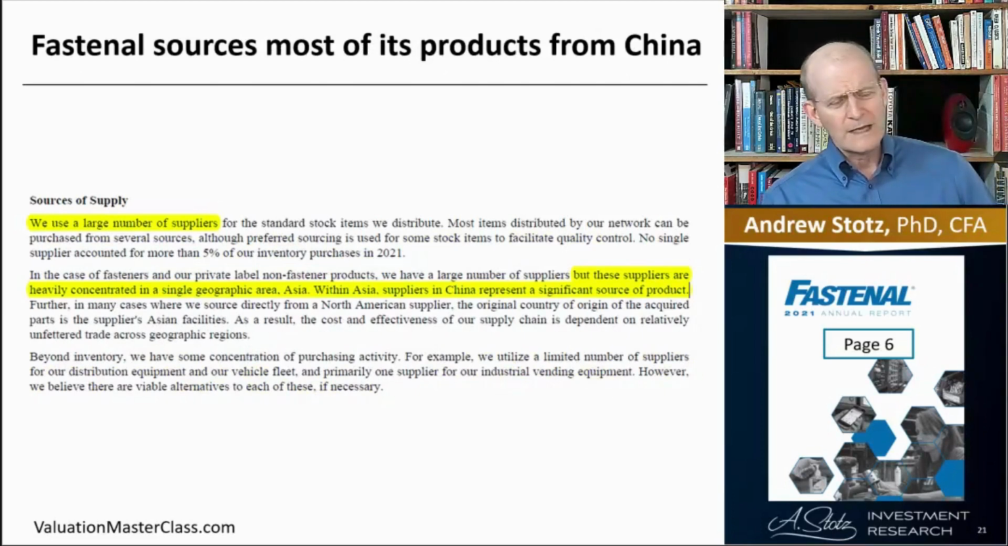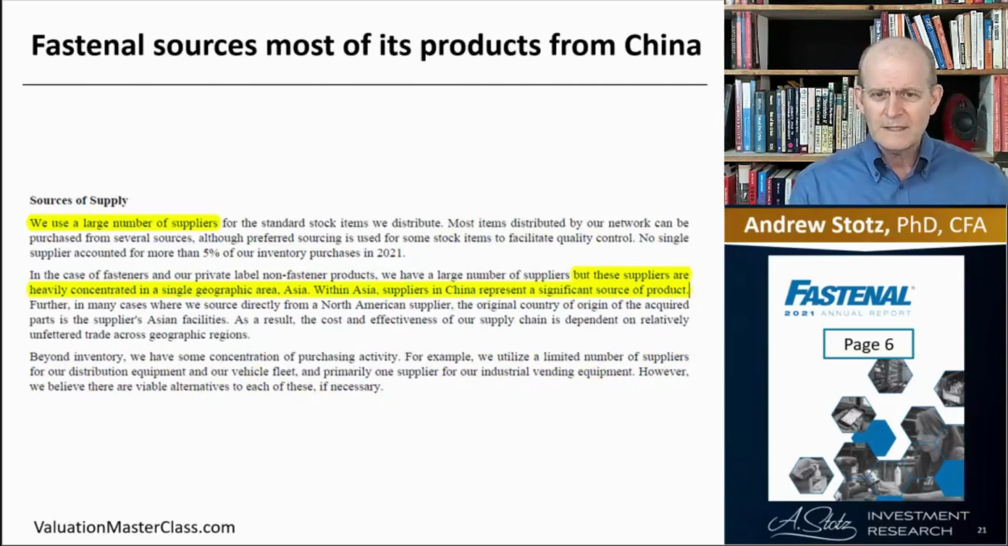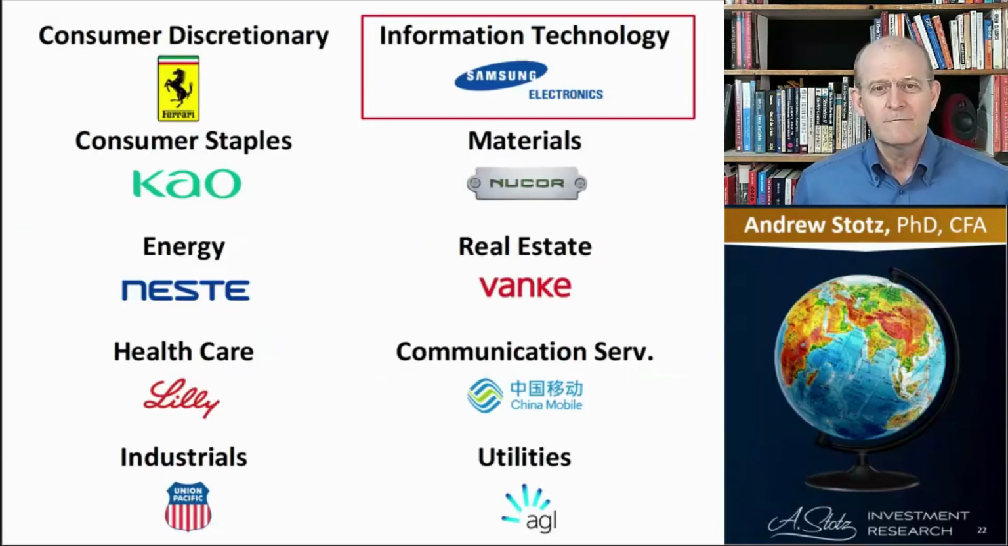So if we were to analyze what's going on with China and the global market, we may be able to make some conclusions there. Here it says we use a large number of suppliers, but these suppliers are heavily concentrated in a single geographic area, Asia. Within Asia, suppliers in China represent a significant source of the product. I would say it's probably almost all of their production has been coming out of China, which made it difficult during the COVID time for sure.